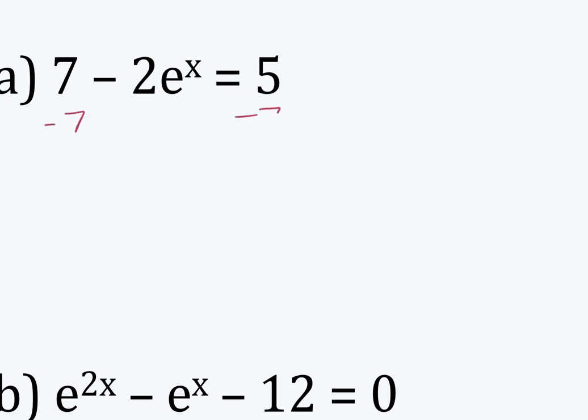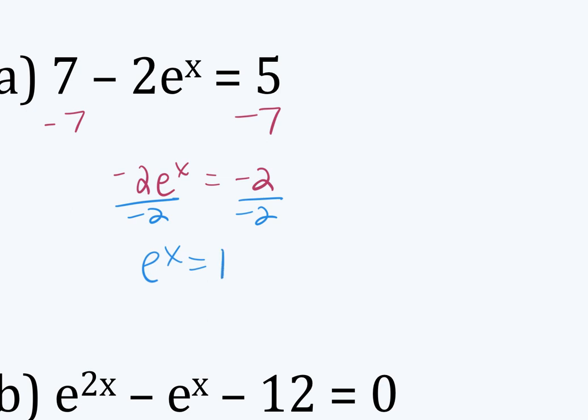Subtract the 7. I have to isolate that e to the x eventually. So I'm going to do -2. E to the x equals -2. Then divide both sides by -2, and I get e to the x equals 1. Do you know this answer? 0. It's 0. Good. Without even having to do the work, anything that results in 1 from an exponential has to be 0, so I can go straight there. I could have also ln both sides, and ln of e to the x becomes just x, and if you type ln of 1 in your calculator, you will also get 0.